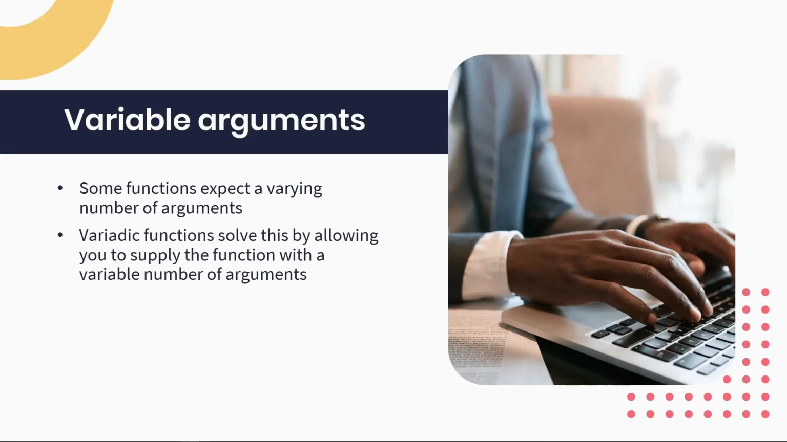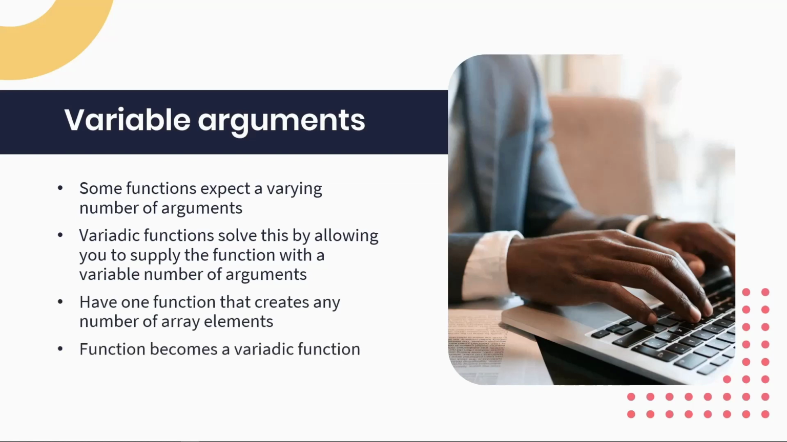This means that, for example, you can have one function that creates any number of array elements, and the function that works on that array becomes a variadic function. In this way, you can be sure that if free memory is not allocated, the malloc function has a corresponding argument to it. Problem solved.